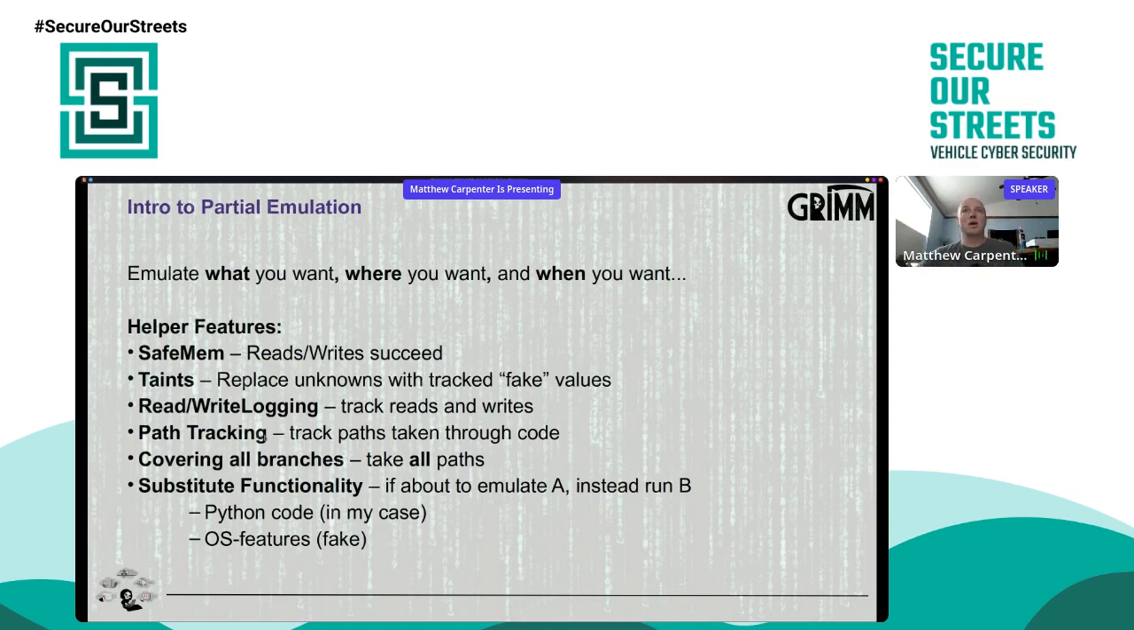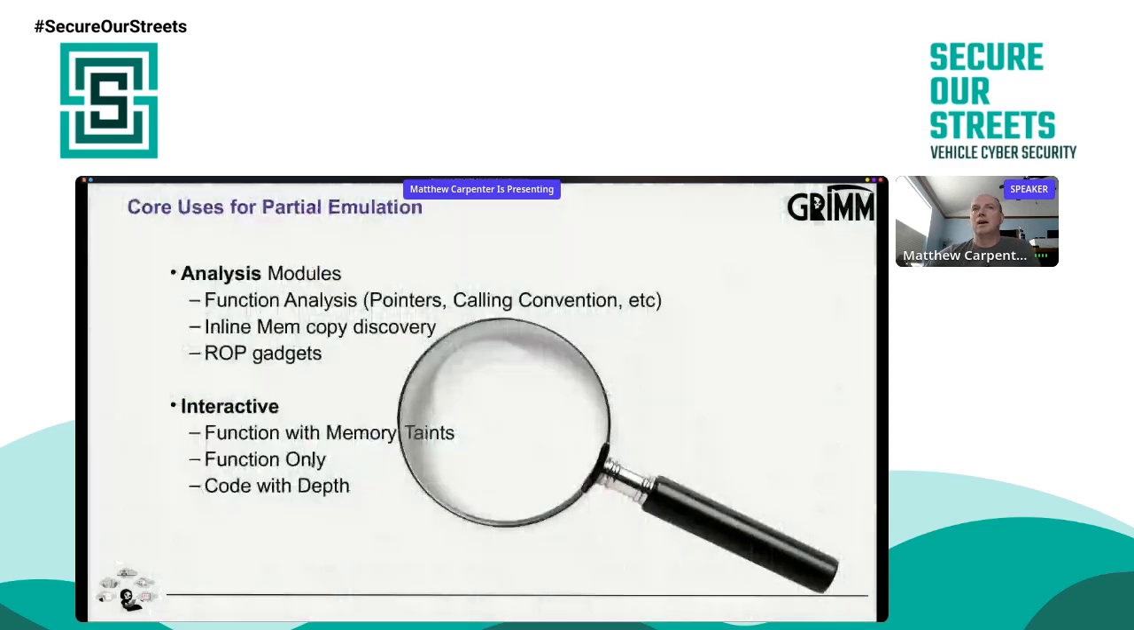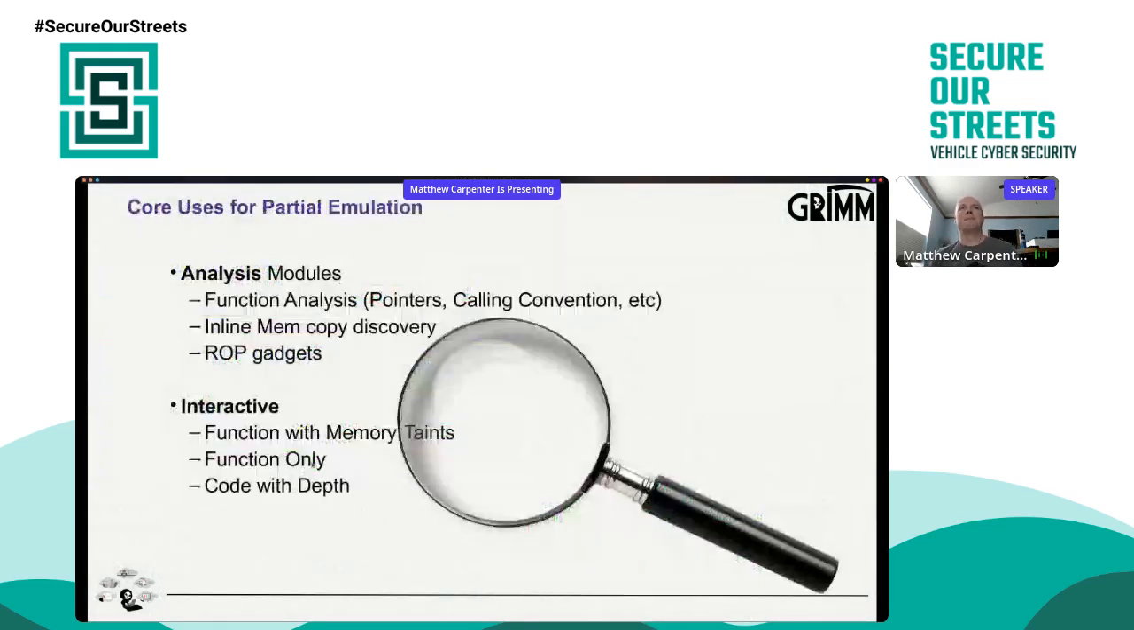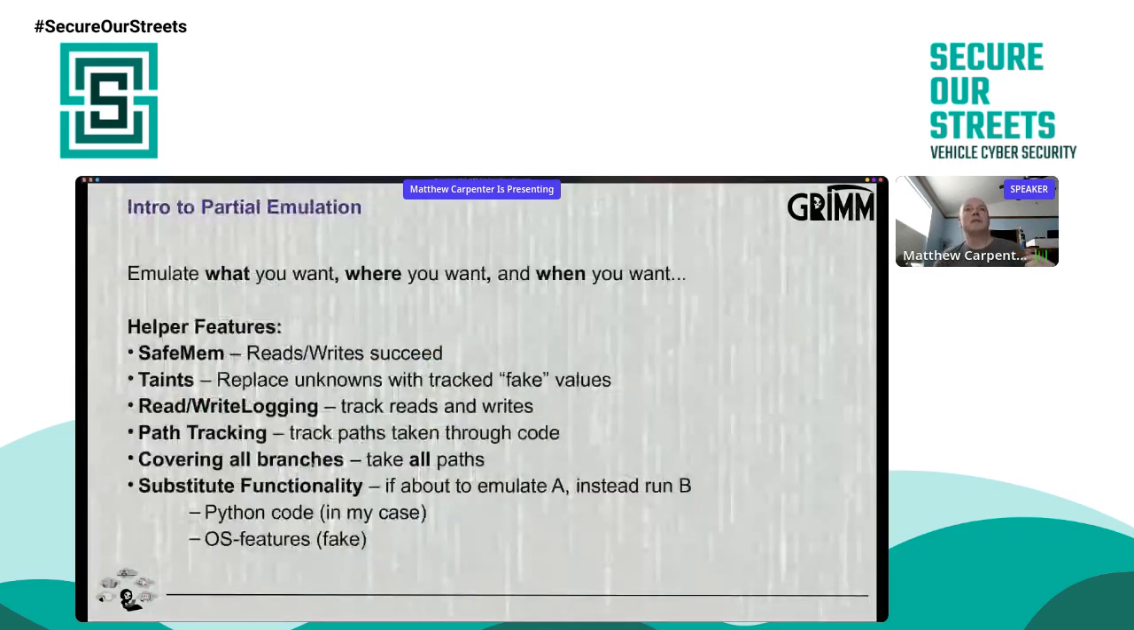Path tracking. This is also very fruitful when you're emulating through something, to keep a log of what stuff you've hit. We also have the ability to cover all branches.